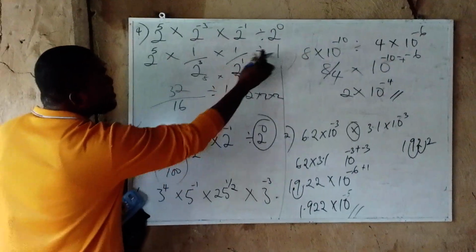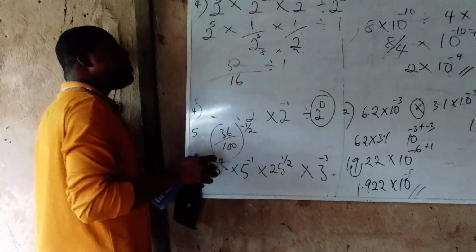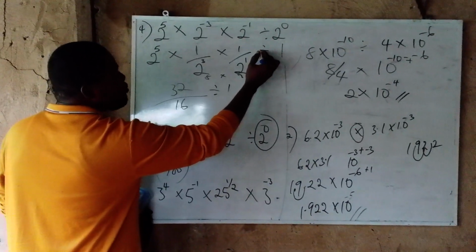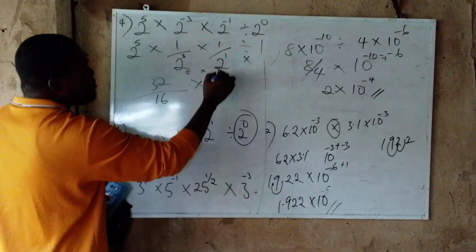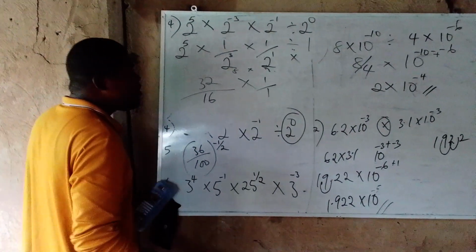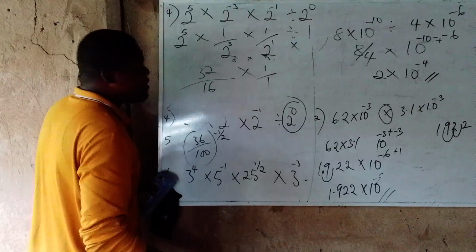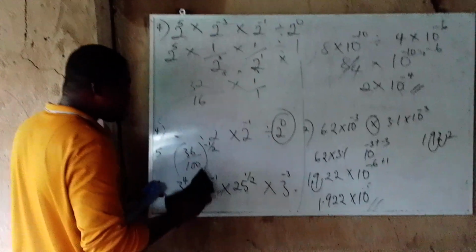16 divided by 1. See, in mathematics, you cannot solve with this division. What I will do is to convert this sign of division to sign of multiplication. If I change this, what will it be? 1 over 1. See, inverse of 1 is still 1 over 1. Inverse of 1 is 1. 1 over 1 is still 1. Are we good?